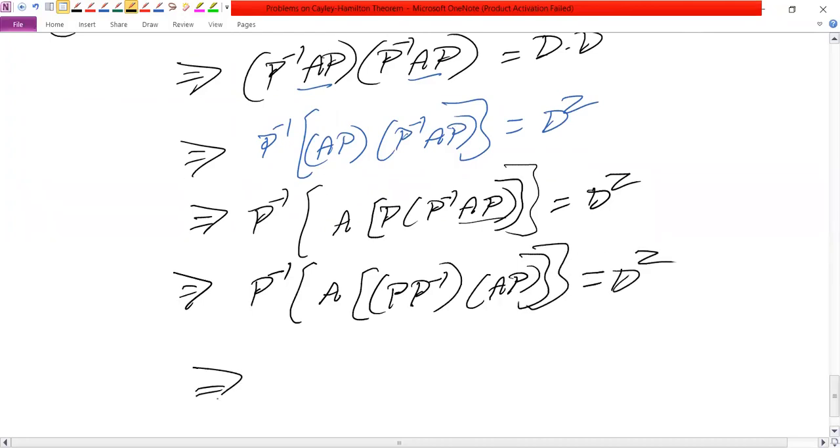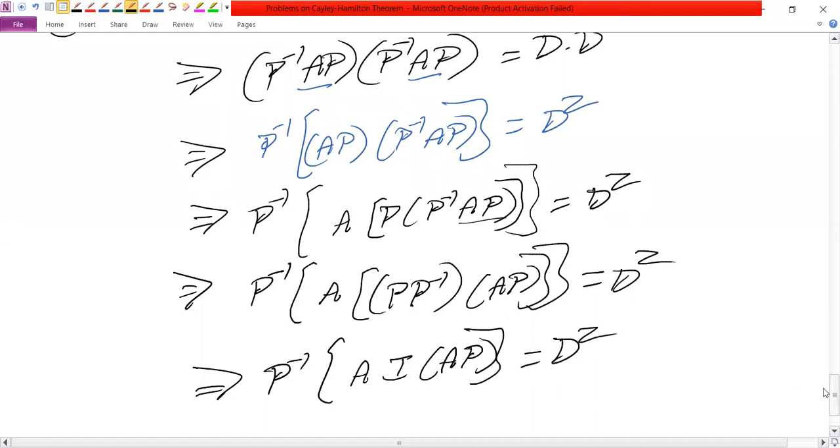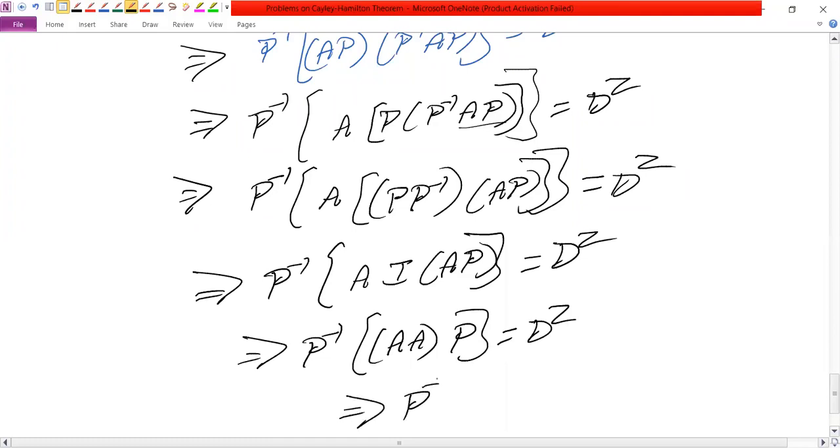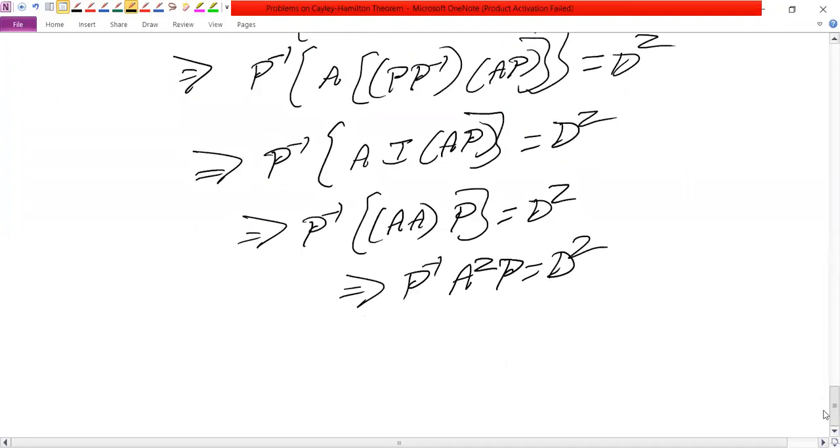Then P inverse A into, what is P into P inverse? I into AP. So if you do all the multiplications, then what will we get on the left hand side? P inverse A into A into P is equal to D square. So that implies P inverse A square P equals D square. So this is important. Now P inverse AP equals D, then P inverse A square P is equal to D square.